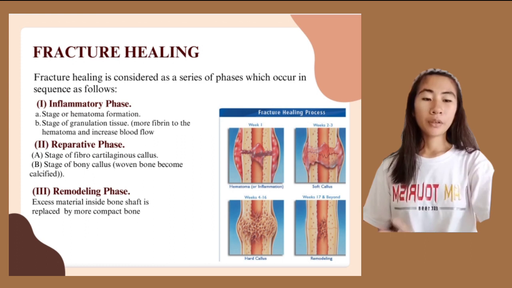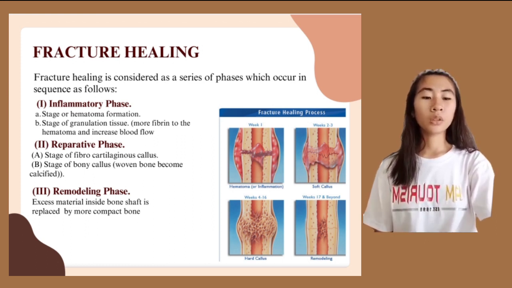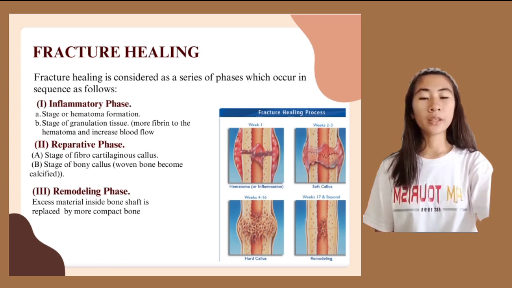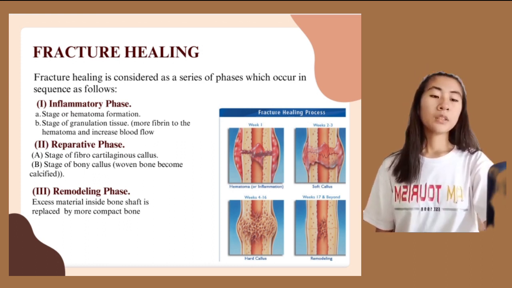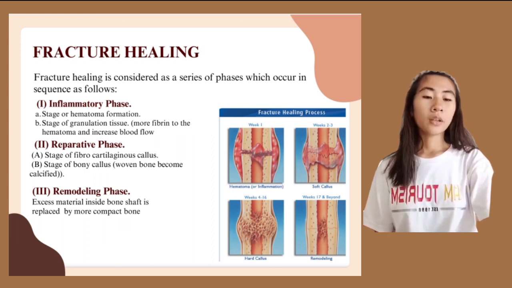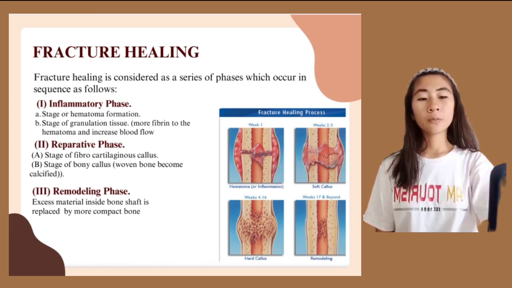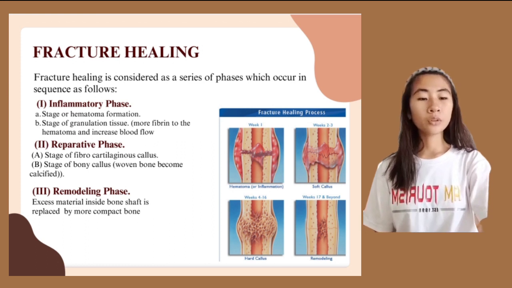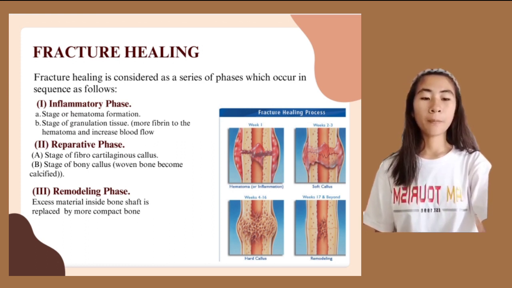In the final phase, the newly formed bone undergoes remodeling to restore its original strength and structure. This phase involves the following: osteoclasts, specialized cells that break down bone tissue, remove excess or unnecessary bone material from the fracture site. Simultaneously, osteoblasts continue to deposit new bone tissue.